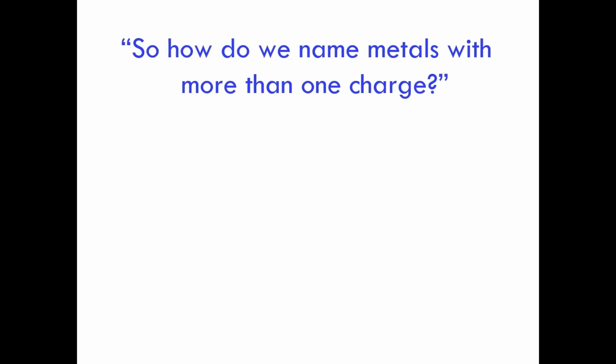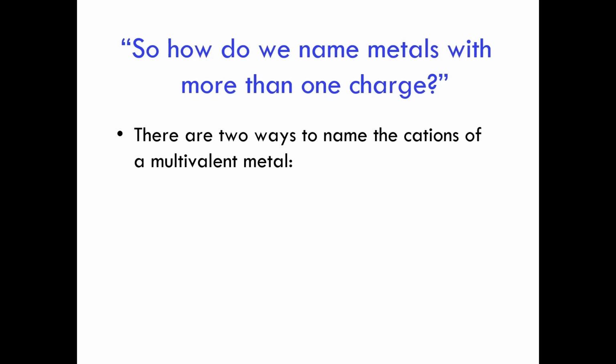So how do we formally name metals with more than one charge? It doesn't seem appropriate to put the charge symbols in the middle of an ionic compound name. Well, there are two ways to name the cations of a multivalent metal. First is the classical system, and second, the stock system. Let's take a look at the classical system first.